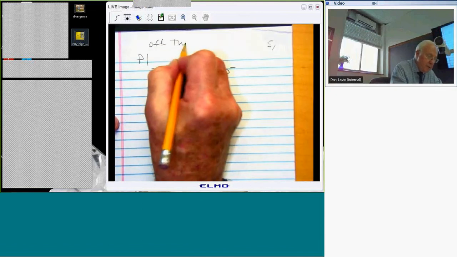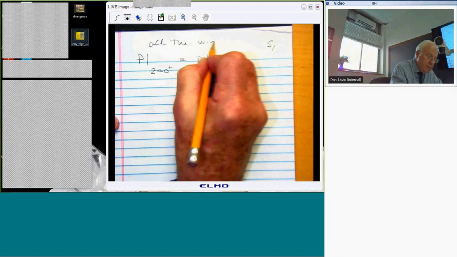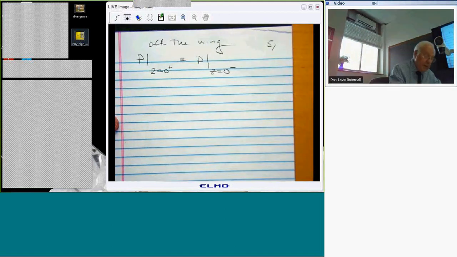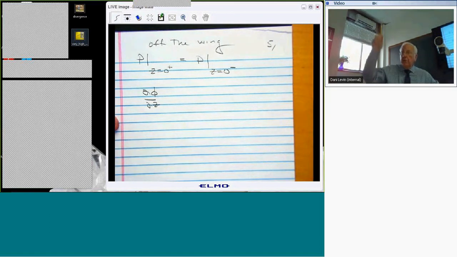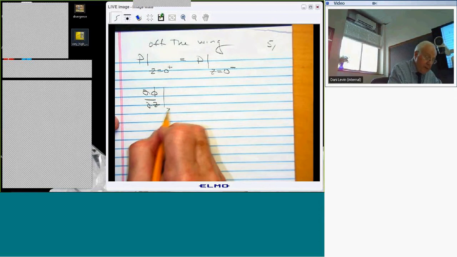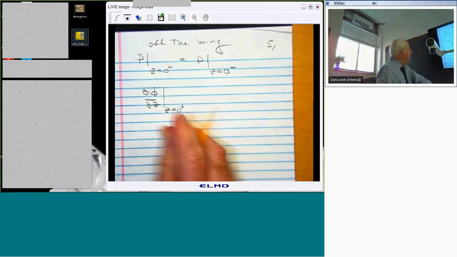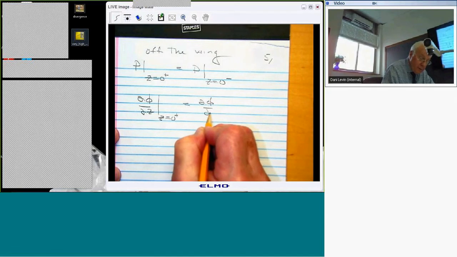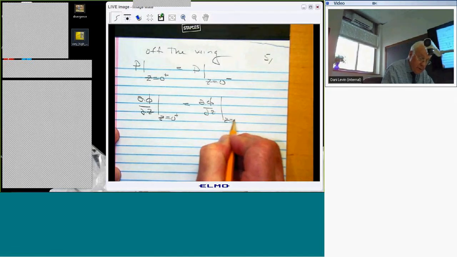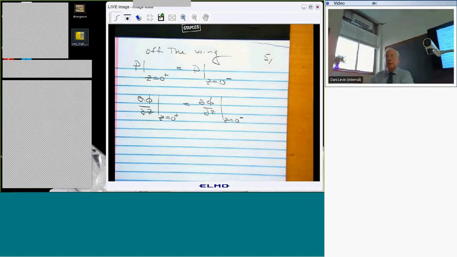That's true. Well, we know something else, and that is that partial phi partial z, the fluid velocity component in the z direction, at z equals 0 plus is equal to the fluid velocity component at z equals 0 minus. That just says the normal flow velocity is also continuous.